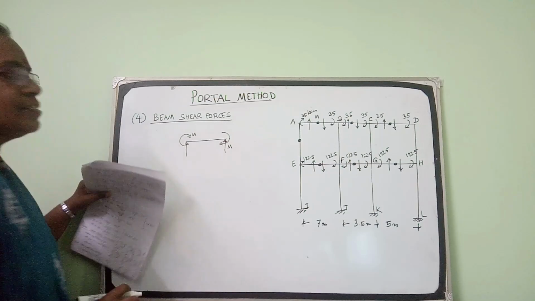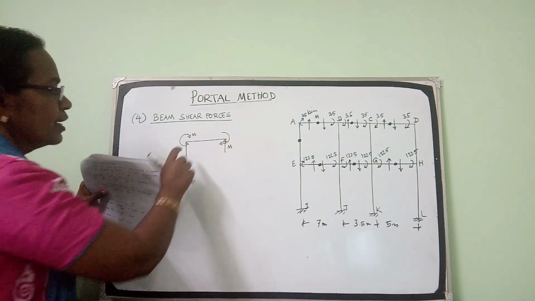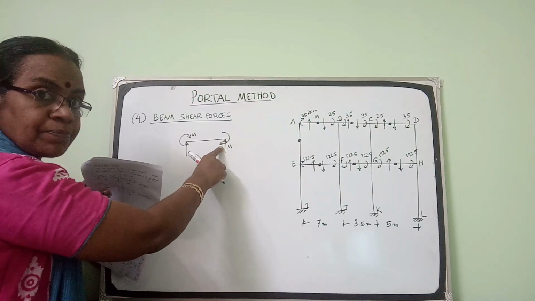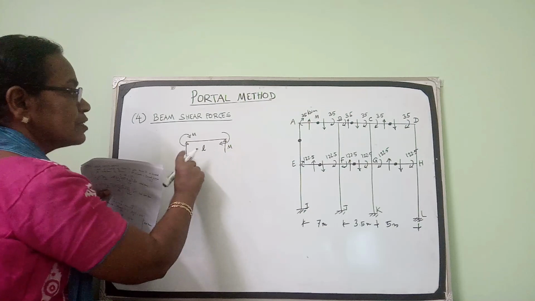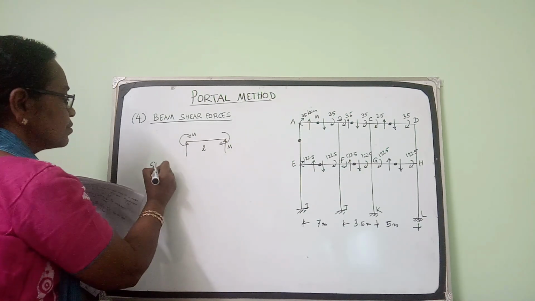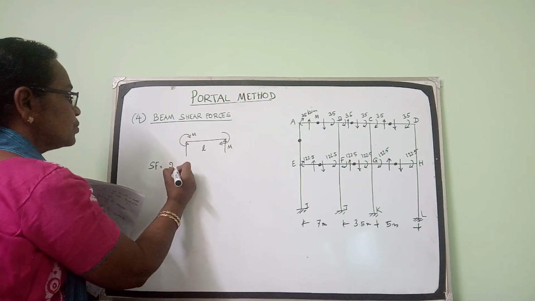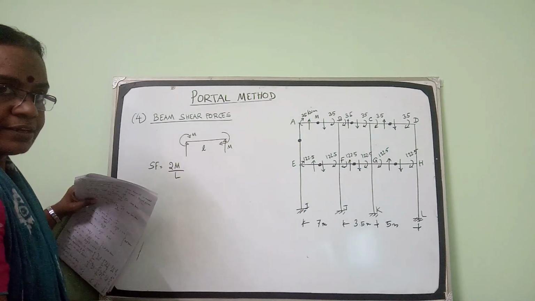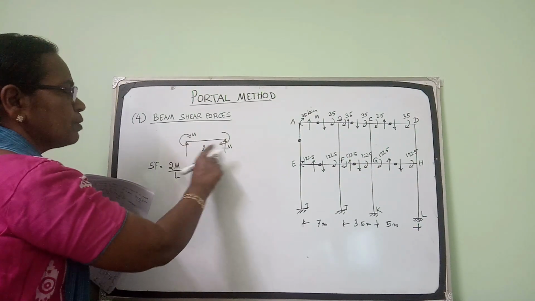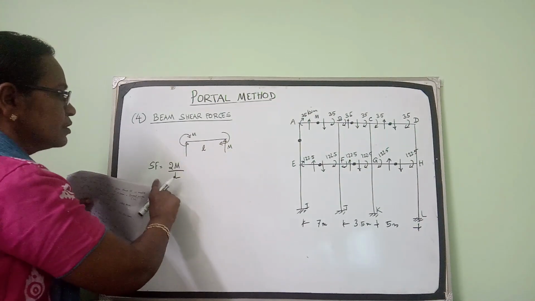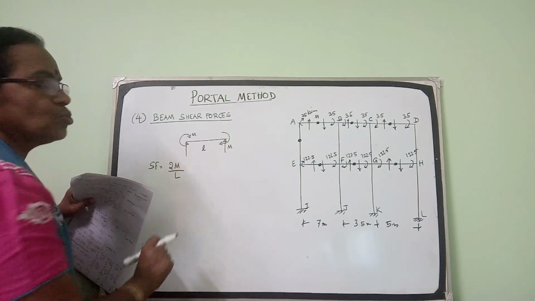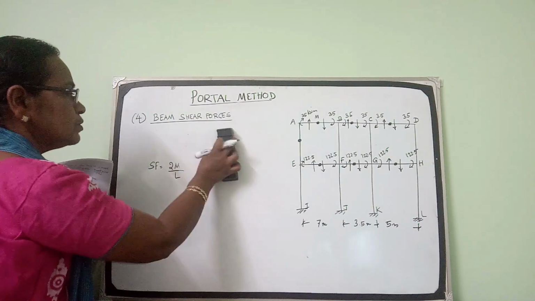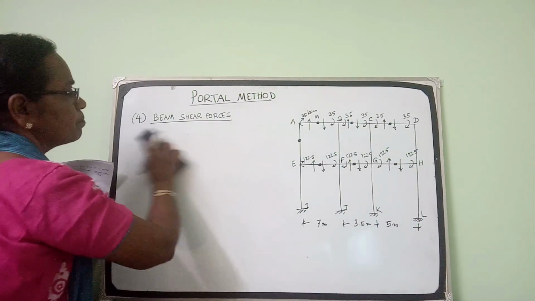How will you find out these reactions? Each of these reactions will be M plus some. Total unbalanced moment is 2M divided by the span. So the shear force will be equal to 2M by L. If the beam is subjected to moment of the same magnitude at both ends, the shear force value will be equal to 2M by L. This you know already from your previous knowledge of bending moment.